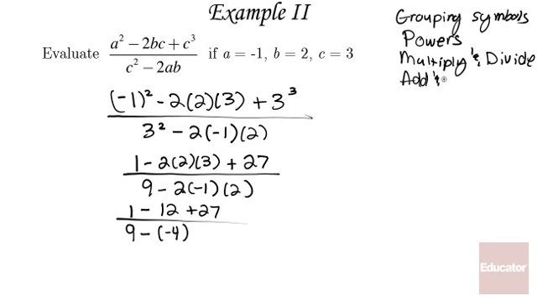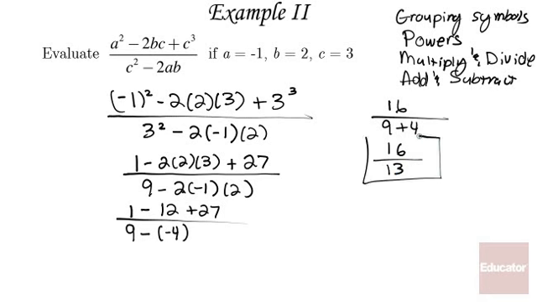Next step is to add and subtract, once again, going from left to right. So starting up here, next step is going to be 1 minus 12. So 1 minus 12 is going to give me negative 11. So it's negative 11 plus 27. That's going to leave me with 16 in the numerator. In the denominator, I have 9 minus a negative 4. Well, a negative and a negative gives me a positive. So in the denominator, I actually have 9 plus 4, which gives me 13. So the result is 16 over 13.